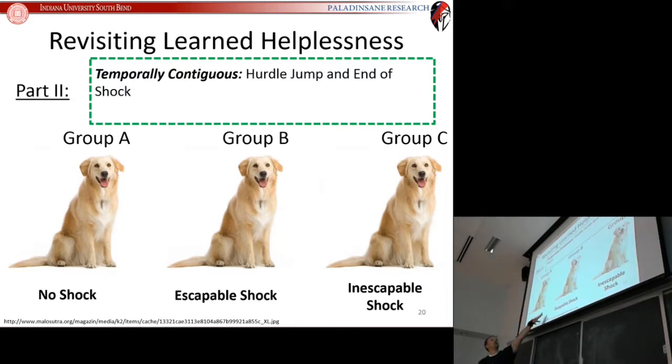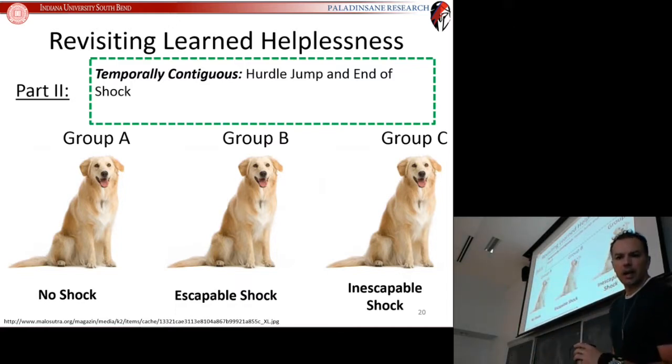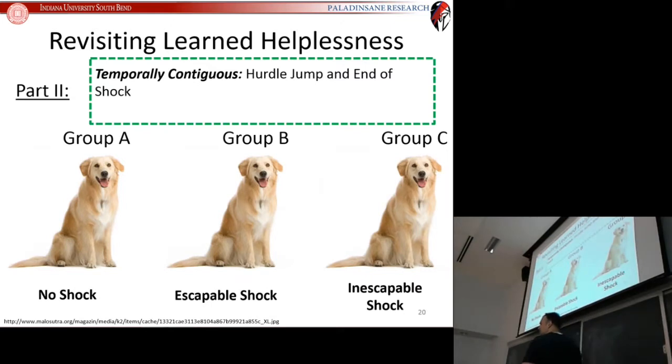For the tone and the shock, we don't have the details on that. If it was something like, beep, and then shock immediately after, that would be highly temporally contiguous. If it was beep, a long delay, and then shock, that would be low temporal contiguity, harder to learn an association between those two events. And then spatially contiguous, what was very close together?